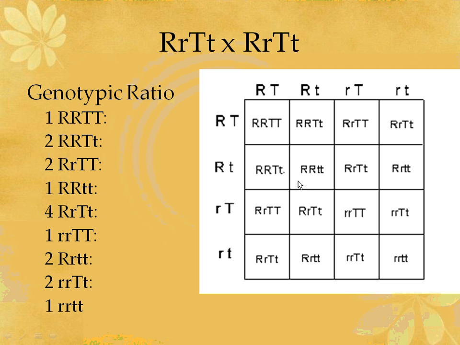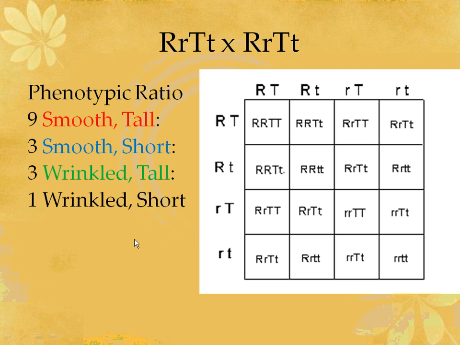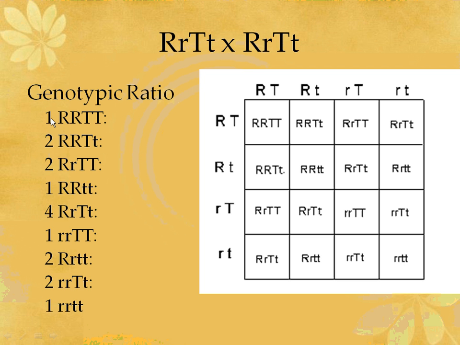So the next box is big R, little t. One of those. Big R, little t. One, two. Little r, big T. One, two of these, and then one of those. So our genotypic ratio, moving back here, is a 1 to 2 to 2 to 1 to 4 to 1 to 2 to 2 to 1. It's a long ratio.